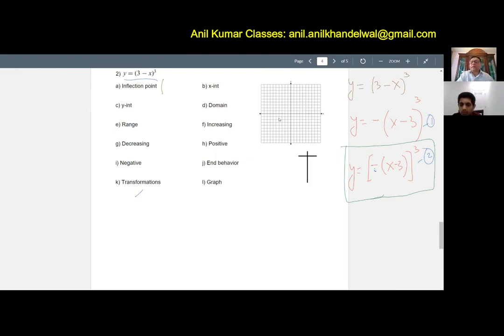Negative means that the graph is going to be like this. You get the idea? More or less, that is the graph. Now we have to figure out all other points, but based on this, we can answer the questions. So first, the point of inflection is what? 3, 0. Perfect.